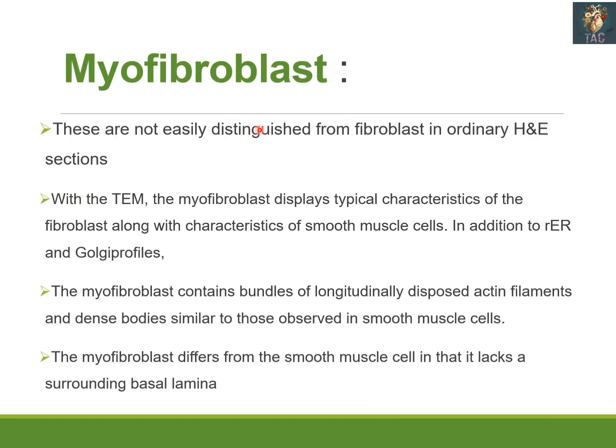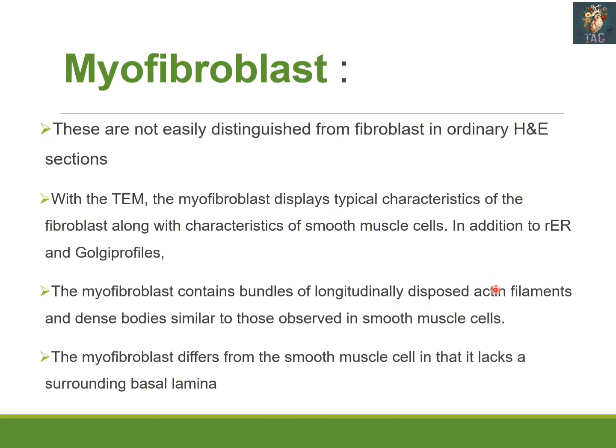Then another type is the myofibroblast. These are not easily distinguished from fibroblasts in ordinary H&E sections, and with TEM the myofibroblast displays characteristics of the fibroblast along with the characteristics of the smooth muscle cells. That's why it is called myofibroblast, because it has some characteristics of fibroblast and other characteristics of smooth muscle. In addition to rough endoplasmic reticulum and Golgi apparatus, the myofibroblast contains bundles of longitudinally disposed actin filaments and dense bodies similar to those observed in smooth muscle cells.